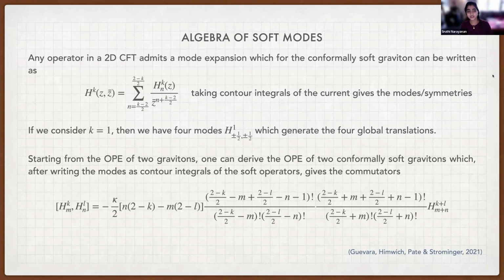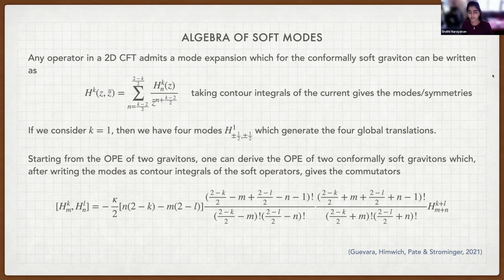Right. So as I said, we can generate these modes by taking contour integrals of these soft operators. If I start with the OPE of two soft operators, then I can contour integrate both sides, and I can figure out what the commutator of these modes are. As you can see by this complicated expression at the bottom of the slide, this is not a very easy calculation. So if you're interested in exactly how it was done and all of the caveats with taking the contour integrals, it's in the paper from last year.